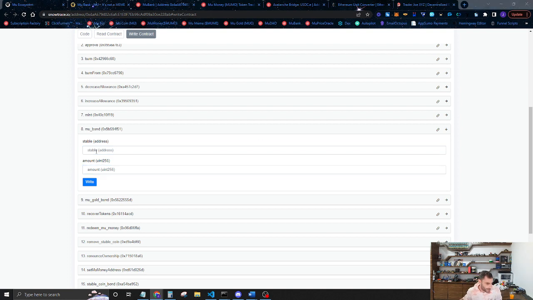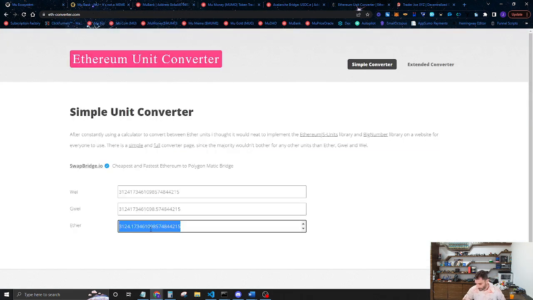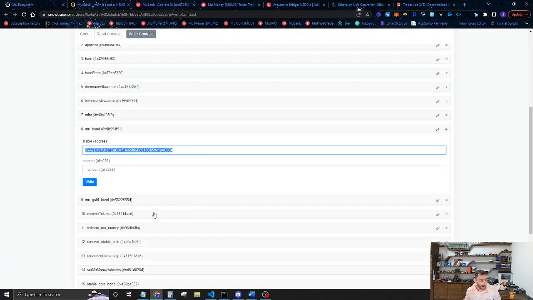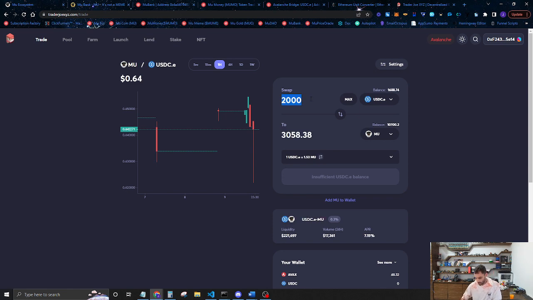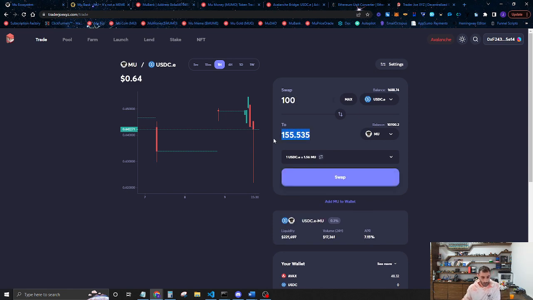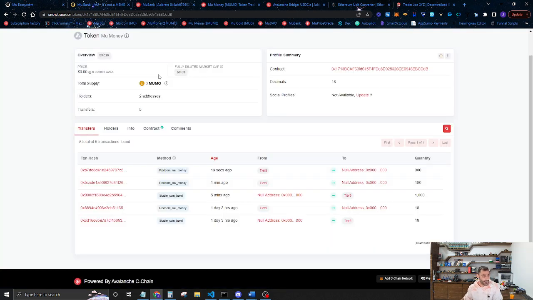So it would look something like this. If I wanted to use USDC coin, I would put in the USDC coin address, and if I wanted to bond out $100 worth, I would put in 100 here, and I would grab this value and stick that in here, and that would essentially do a mu bond, and we would get more from the mu bank than we would if we actually went over here. So if we went over here, we would get 155.53.